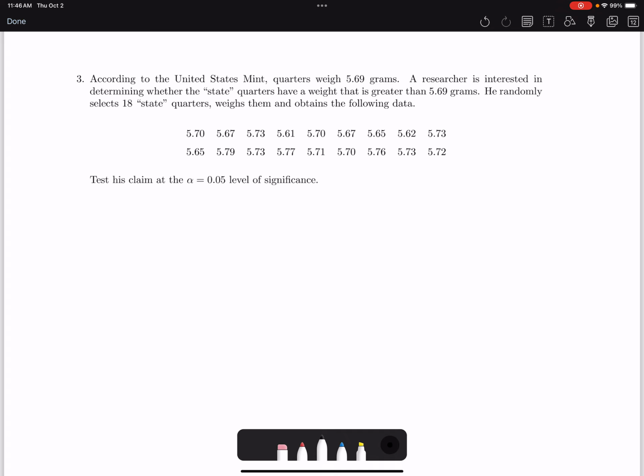But let's read this scenario. It says, according to the United States Mint, quarters weigh 5.69 grams. A researcher is interested in determining whether the state quarters have a weight that's greater than 5.69 grams. The standard quarter is the one that has the eagle on the back. But starting around the year 2000 or so, they started to produce these quarters that had different symbols for different states. So you probably know what I'm talking about.